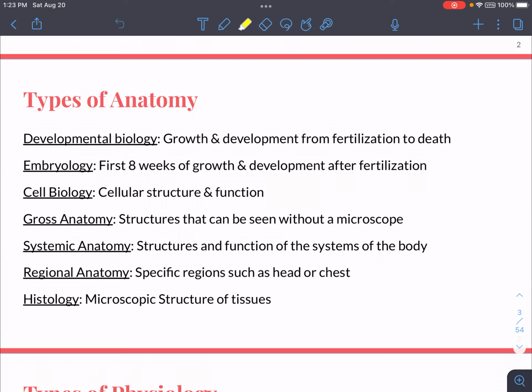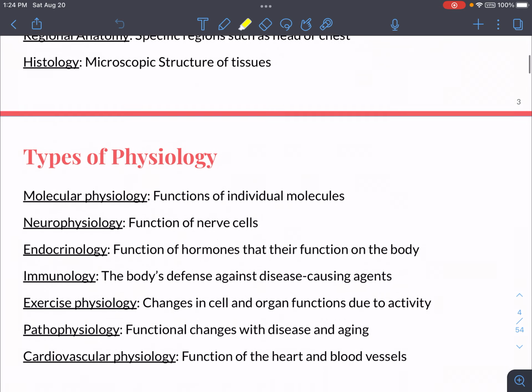We have systemic anatomy, which is how this class is laid out. We look at many different body systems as we go. We have regional anatomy, which is looking at just specific regions of the body, like the head, the chest, the arm, the leg, and histology. We're going to do a lot of histology in this class between Anatomy 1 and Anatomy 2, which are microscopic structures of tissues. So we're going to look at many different tissues under the microscope. We're going to need to be able to identify many different tissue structures as well.